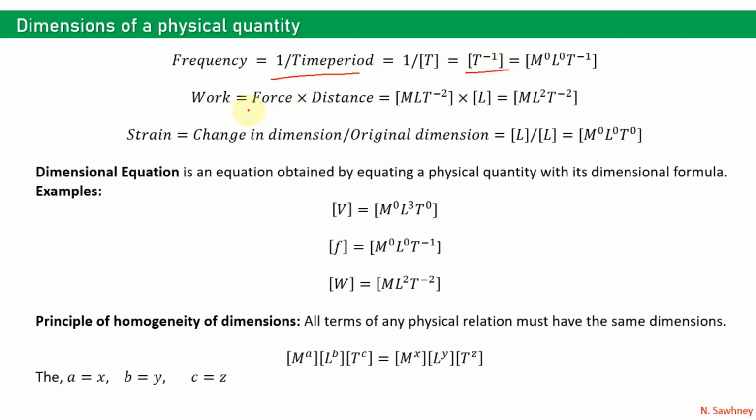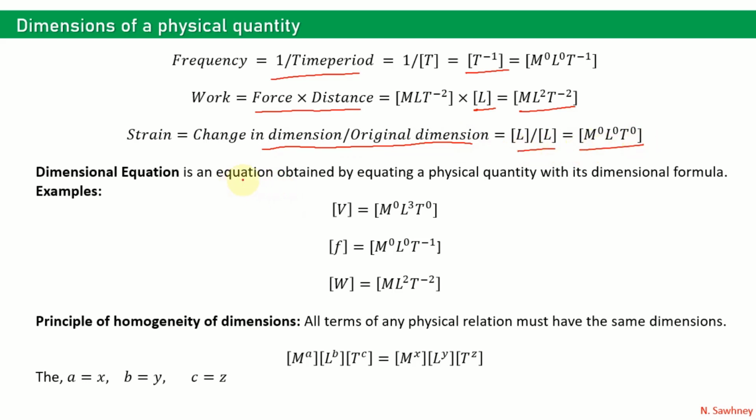Similarly, work done is force multiplied by distance. Force we have just calculated and distance is expressed as L. So, it will be ML square T minus 2. Strain is change in dimension upon original dimension. Both are length only, so it is a dimensionless quantity.